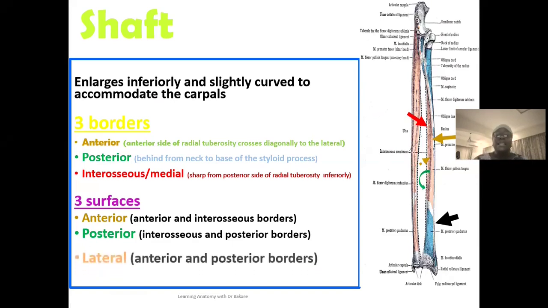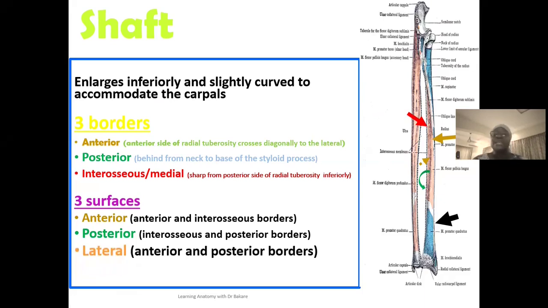Then if you go to the last surface, which is the lateral surface, this surface will be seen between the anterior and also the posterior border. Don't forget that this is the anterior border and the posterior border behind, as we've described. So this lateral surface will then be seen between the anterior and also the posterior borders. So it is important that we understand how these borders are created and also how these surfaces would emerge.